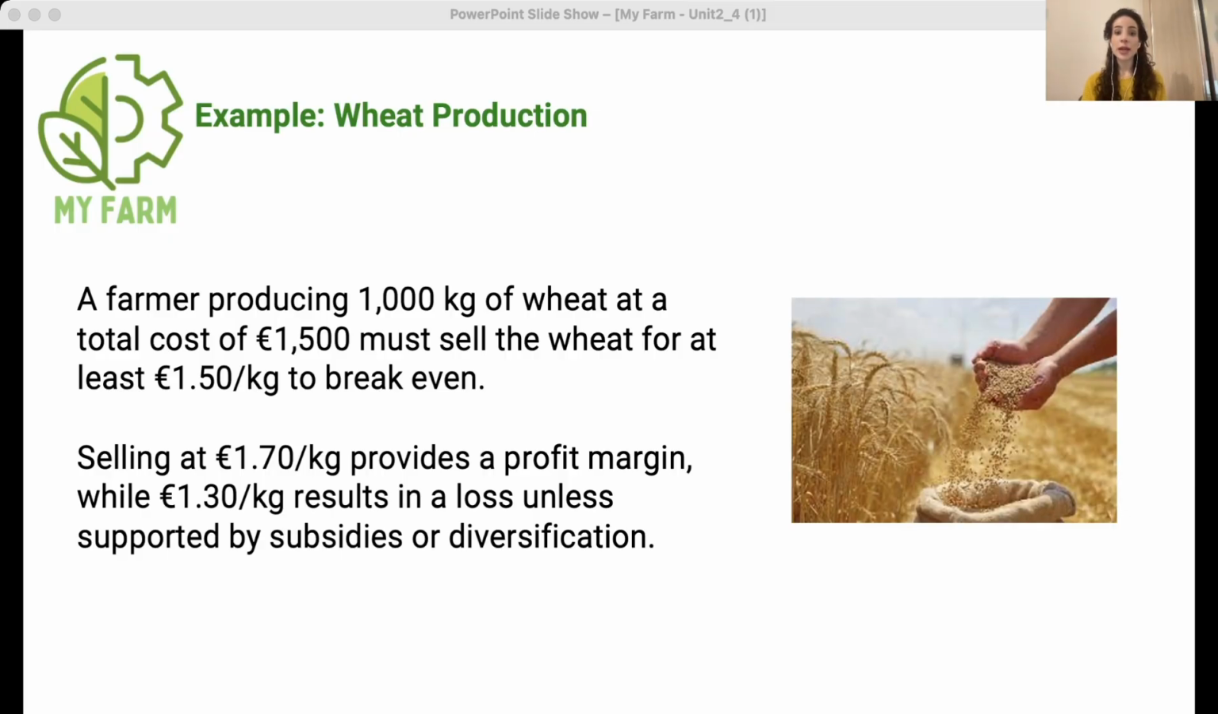For example, a wheat producer who incurs total cost of €1,500 and produces 1,000 kilograms has a break-even price of €1.50 per kilogram. Selling at €1.70 generates profit, while selling at €1.30 results in losses unless supported by subsidies or diversification.